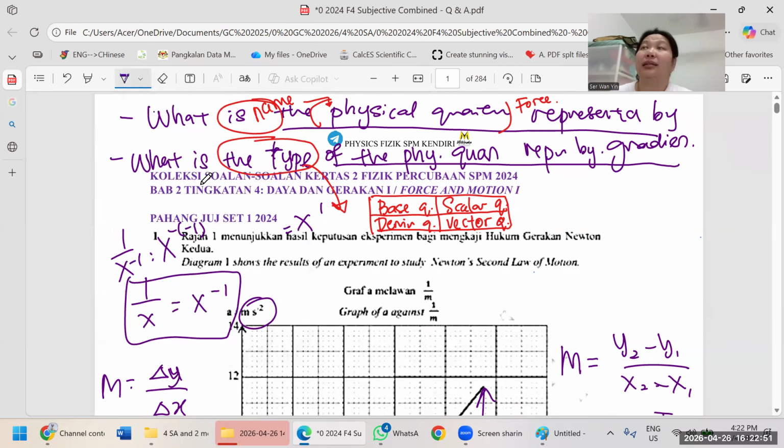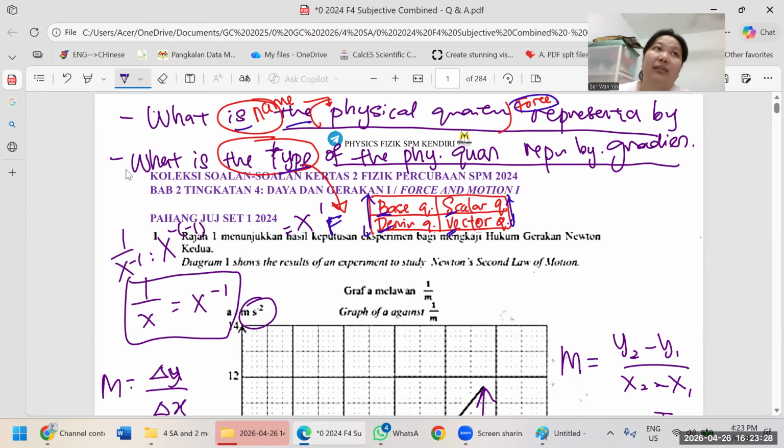Okay, so now if they ask what type, you choose one from each group. Like what do you think force is? Everyone, just type base or derived, scalar or vector. Force is what? Just type B, D, S, V. Which one or which two?